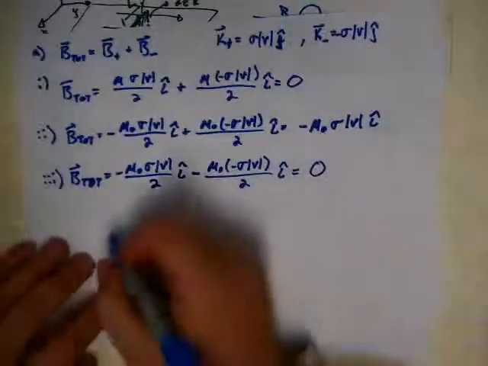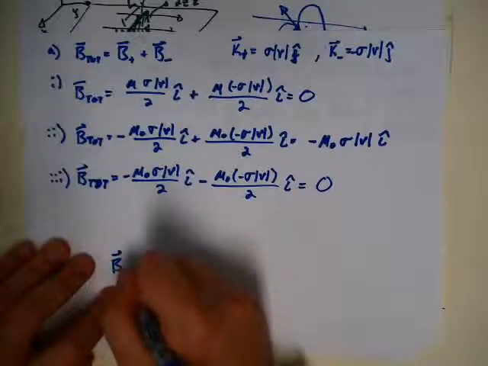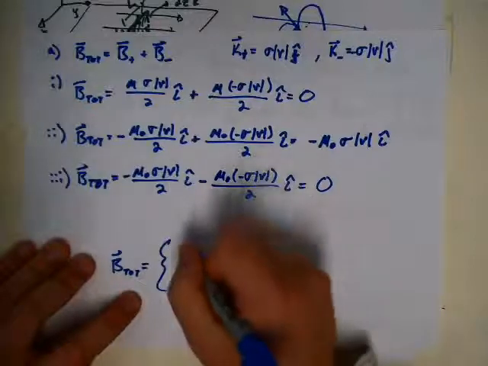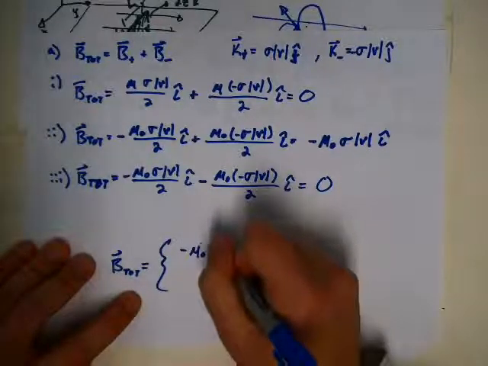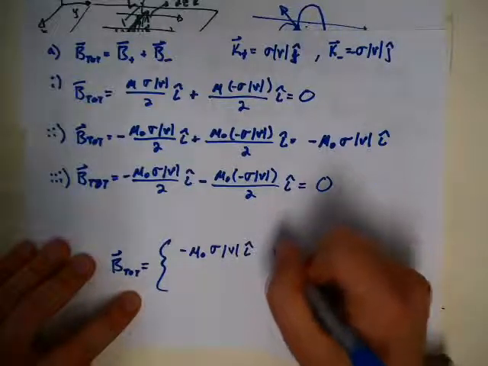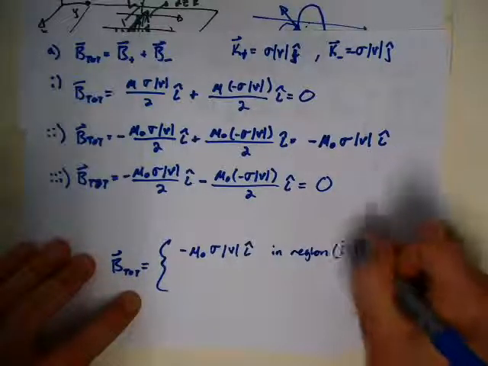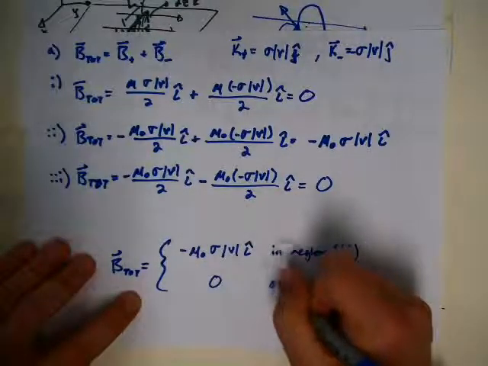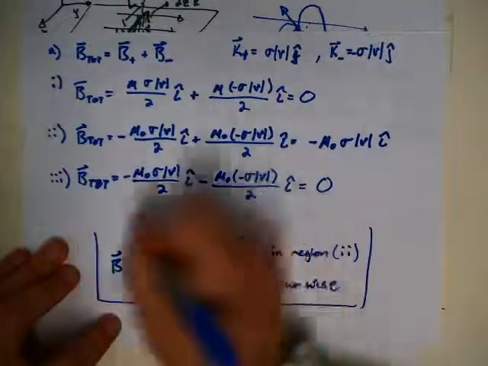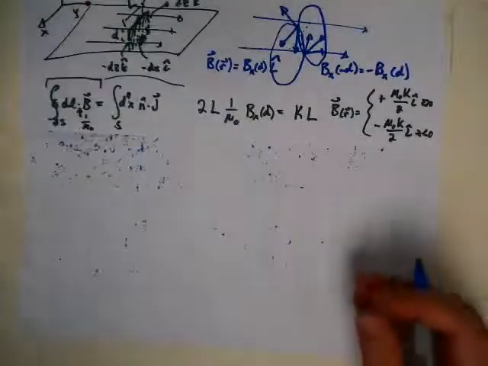To summarize, my B total for the system is going to be minus mu naught sigma V I hat in region 2 and 0 otherwise. So that's the solution to part A.